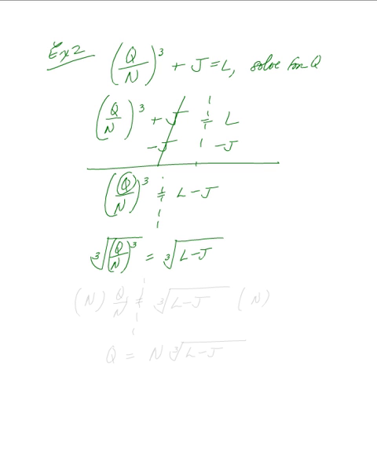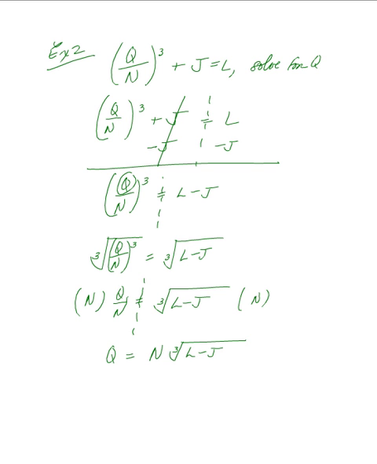So there we go. The cube root will undo the cube. I'll be left with q over n equals cube root of L minus j. And now, again, here's my little dividing line. The thing furthest from the q is the n. What's n doing? It's dividing. So I want to multiply both sides by n. So I'll have q equals, and I'll probably write the n in front of the cube root. It looks a little nicer. N times the cube root of L minus j. And there's my answer.